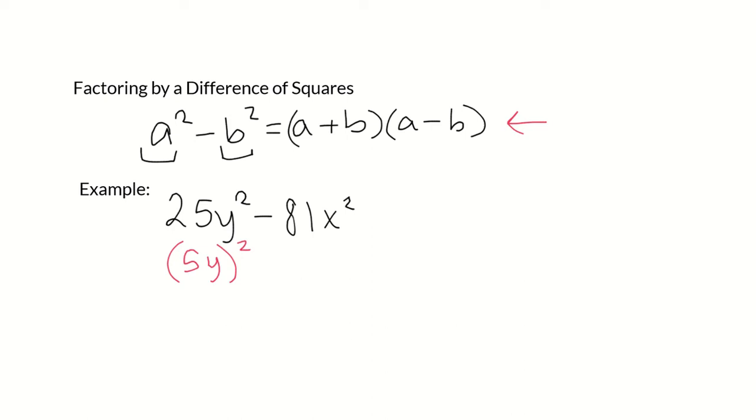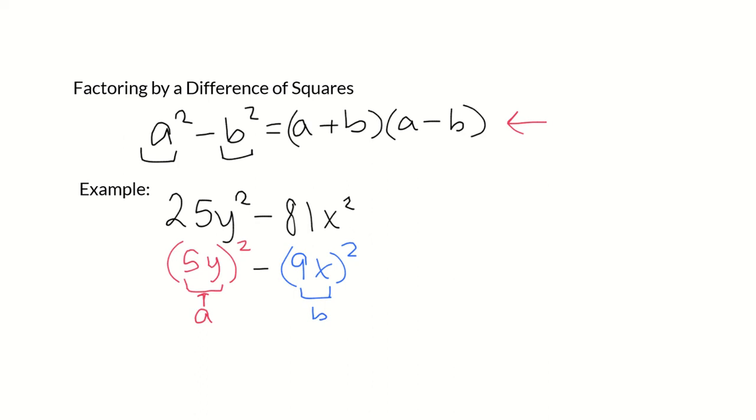And 81 is 9 squared, or the square root of 81 is 9, and then the square root of x squared is x. So 81x squared is the same as (9x) squared. So this is another way to write our difference. And the reason we write it this way is it shows us what the quantity a is in the pattern. That quantity is 5y, and it shows us what the quantity b is in the pattern, which is 9x.